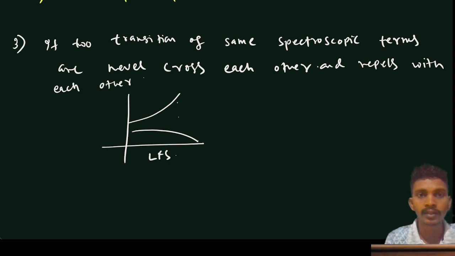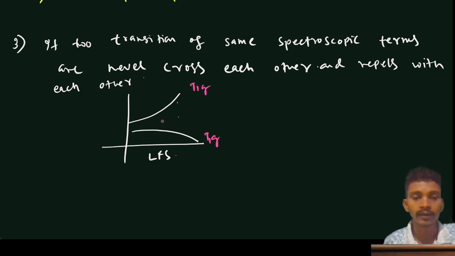Okay, so they never cross each other and repel each other. If it is also T1g and it is also T1g, then they never cross each other, they repel each other. This is energy. Okay, so this is one point you have to remember.